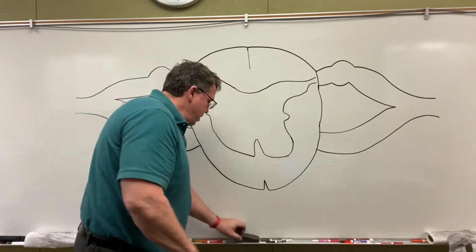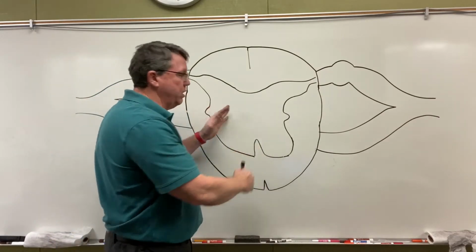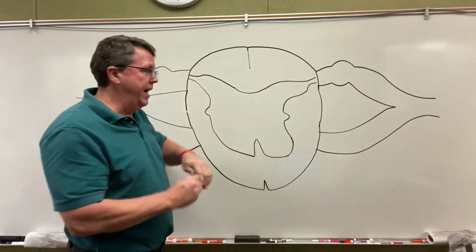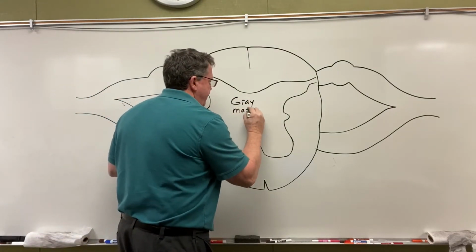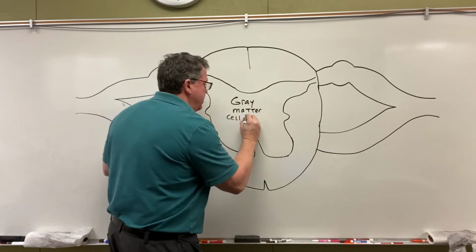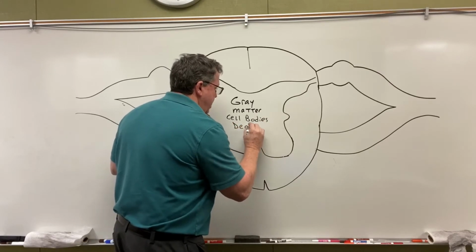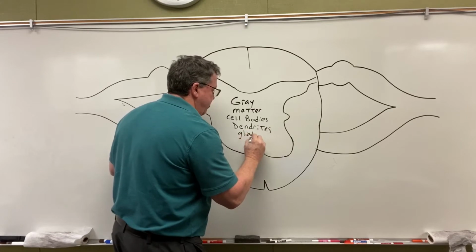So really quick, what we have here on the spinal cord is the inside portion right here. This is made up of gray matter. So this is going to be gray matter that's on the inside right here. And the gray matter is basically made up of cell bodies and dendrites. Then you also have some glial cells in here.